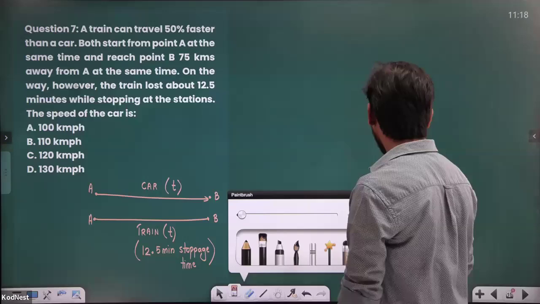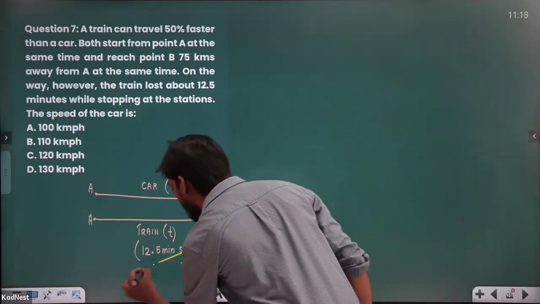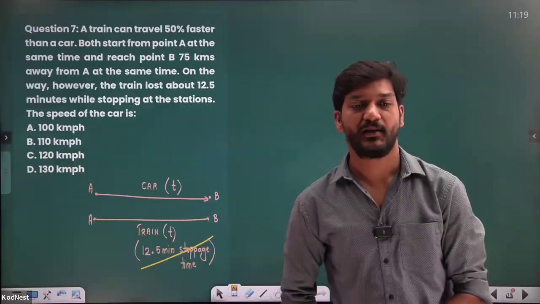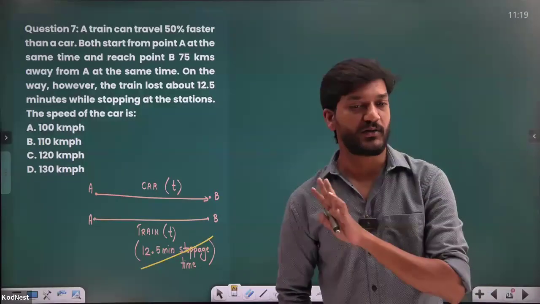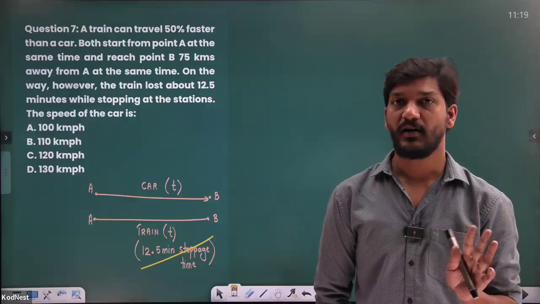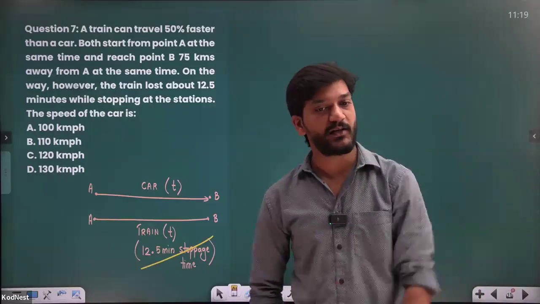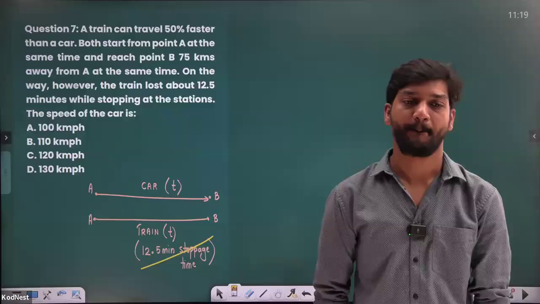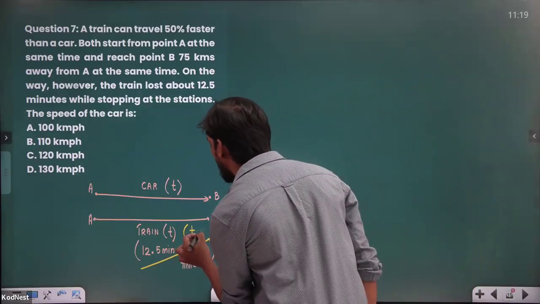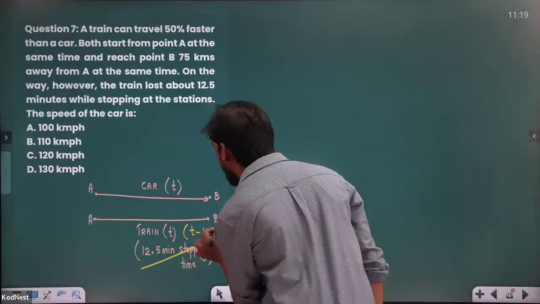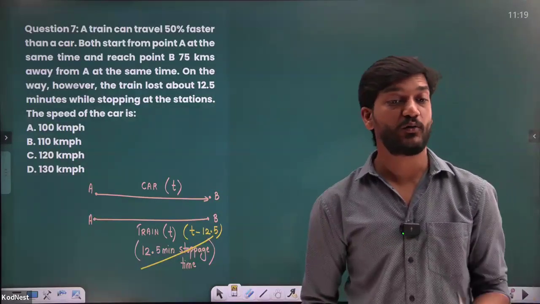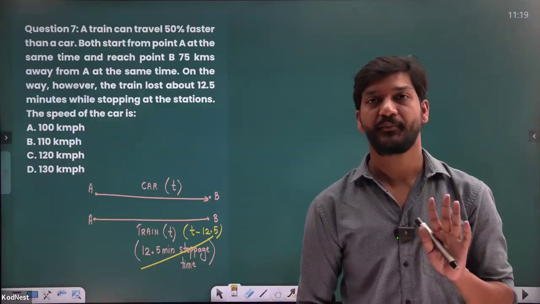Okay. If I don't count this, then who will reach first? If I don't take the stoppage time, suppose the train is not stopping, who will reach first? Train. How many minutes before will it reach? 12.5 minutes. So can I say the train will now take t minus 12.5? Carefully answer, yes or no? If I don't take the stoppage time, yes?